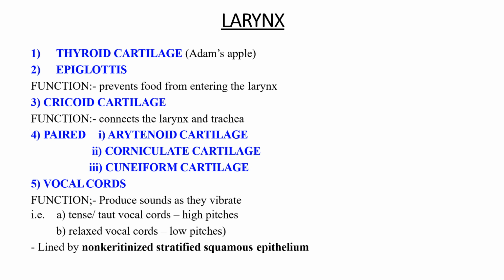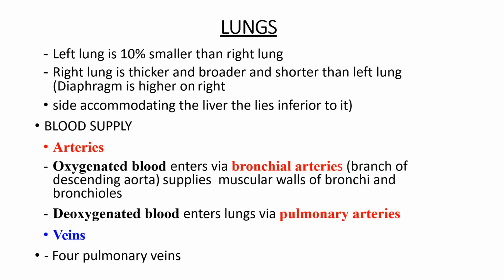And the vocal cords in the larynx produce sounds as they vibrate. So the main function of the vocal cords is production of sound. That is, they become tense for high pitches and relax for low pitches. And it is also lined by, again, non-keratinized stratified squamous epithelium.